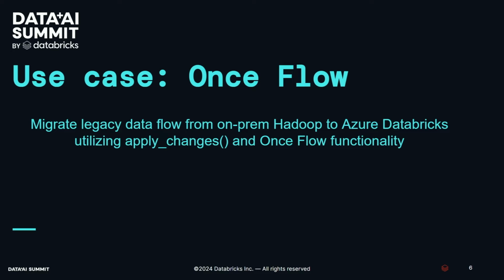So the use case in which we used this was the migration from an on-prem legacy data flow in Hadoop to Azure Databricks. We were creating an entirely new DLT pipeline that needed to replicate the logic of the on-prem solution. So not only did our pipeline have to read from an ongoing stream going forward, but we also needed to take all of that history data that our on-prem solution had processed in the past and bring that into our DLT solution as well. And we were able to do so using apply changes and the once flow functionality.